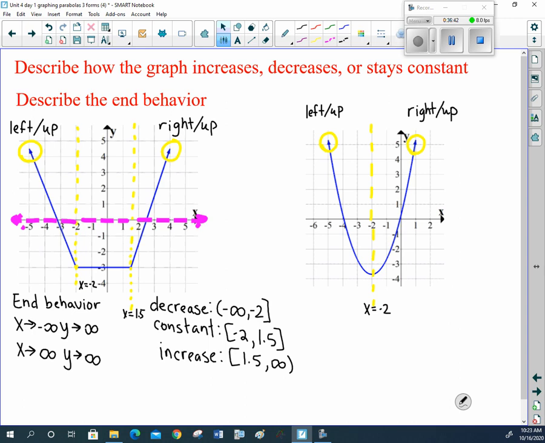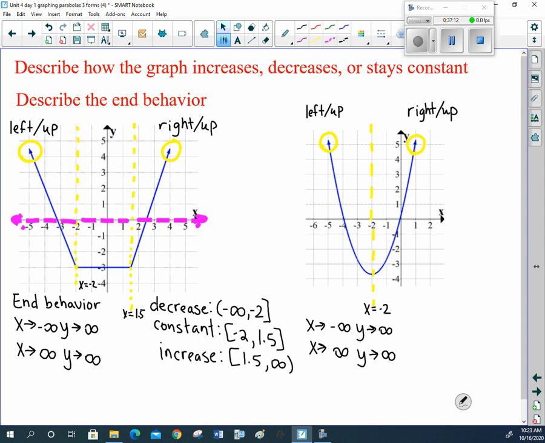But we don't want to use the words left and right, up and down. We want to do that in math language. So that's going to be as x goes to negative infinity, y goes to positive infinity. If I saw that, I would know the left arrow is pointing up. And then as x goes to positive infinity, y is also going to positive infinity. If I saw that statement, I would know that the right arrow is pointing up.